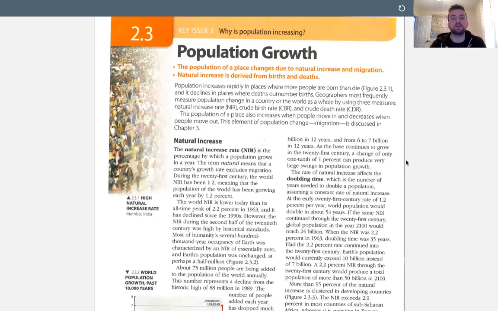Population growth. Population increases rapidly in places where more people are born than die, and it declines in places where deaths outnumber births. Geographers most frequently measure population change in a country or the world as a whole by using three measures: one, natural increase rate; two, crude birth rate; three, crude death rate. The population of a place also increases when people move in and decreases when people move out. This element of change, migration, is discussed in chapter 3.